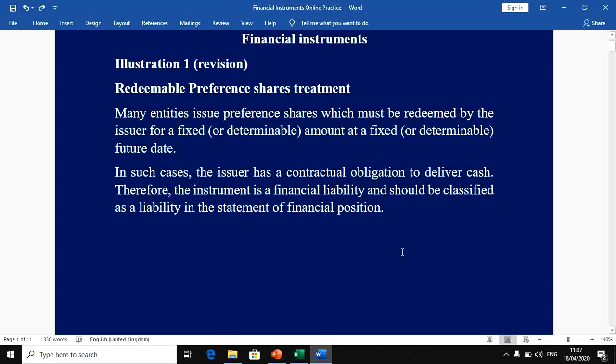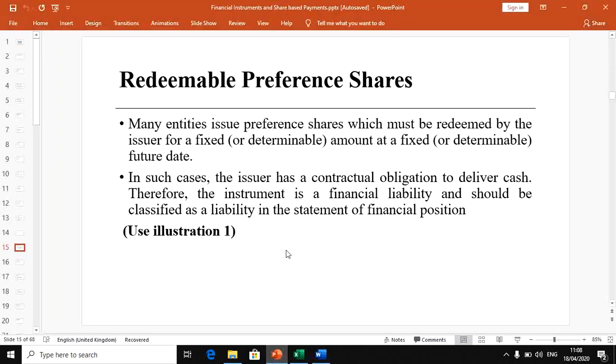Many entities issue preference shares which must be redeemed by the issuer for a fixed amount at a fixed future date. In such cases, the issuer has a contractual obligation to deliver cash. Therefore, the instrument is a financial liability and should be classified as a liability in the statement of financial position. All right, let us move on to another discussion.